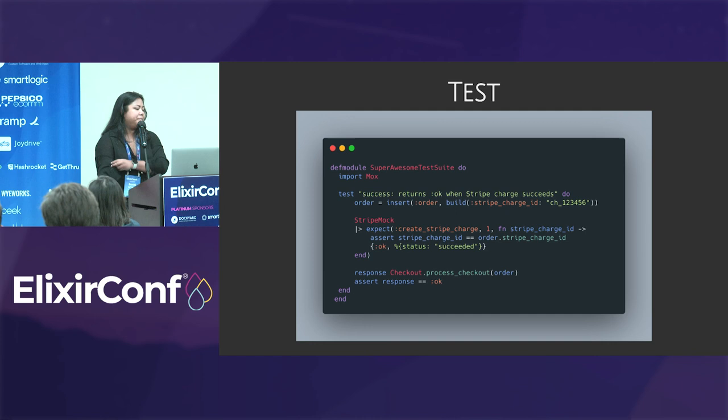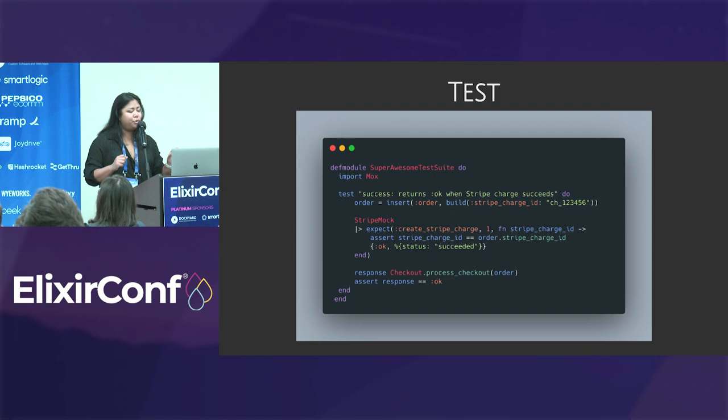The bulk of this test that has to do with Mox, M-O-X, is the expectation clause in the middle. We're taking a look at a function that you would get from the Stripe API, and we're getting the function name, we're passing in the same parameters, and we are seeing what should come back. So OK status exceeded is what would come back. We'll take a look at the code leading up to it, of course, but what should come back in order for checkout process checkout to go ahead properly.